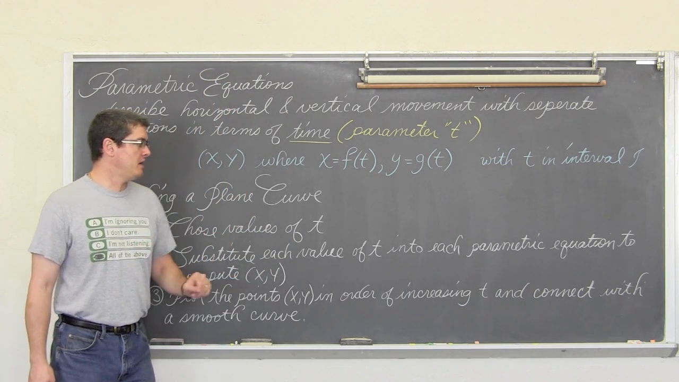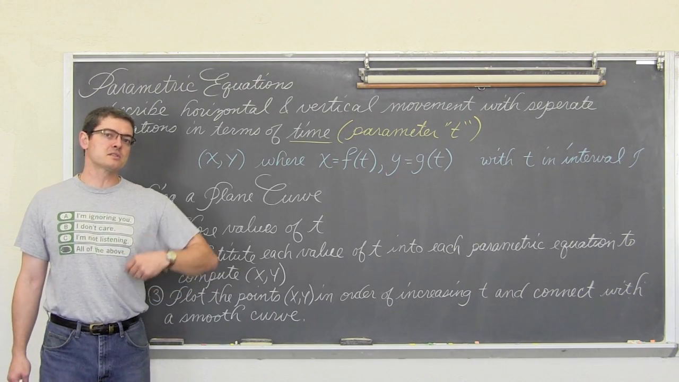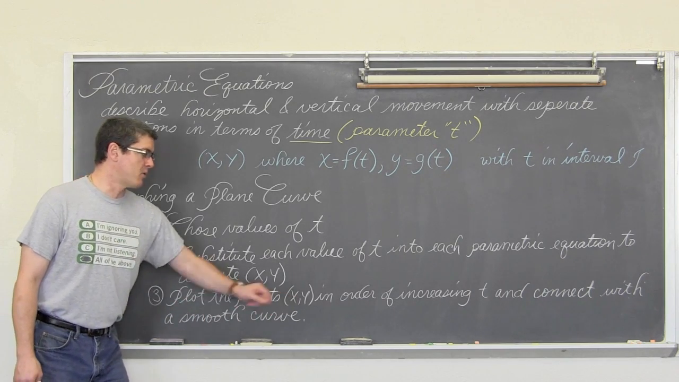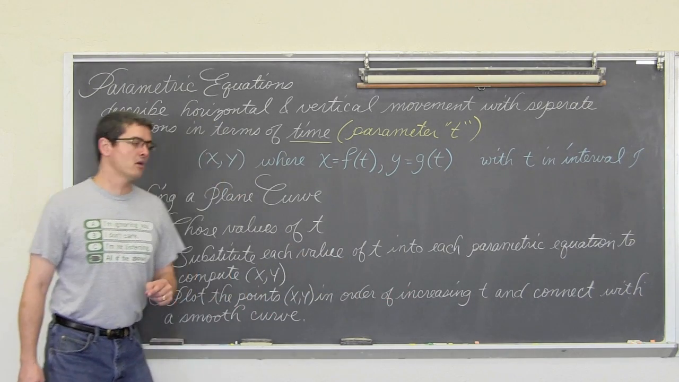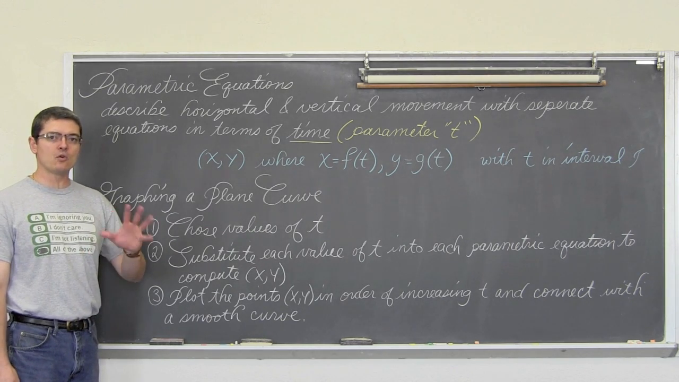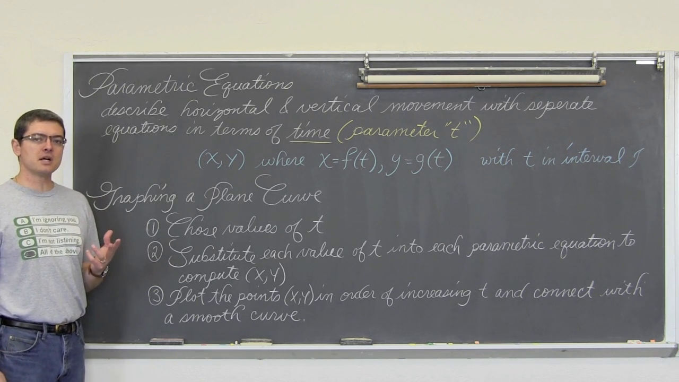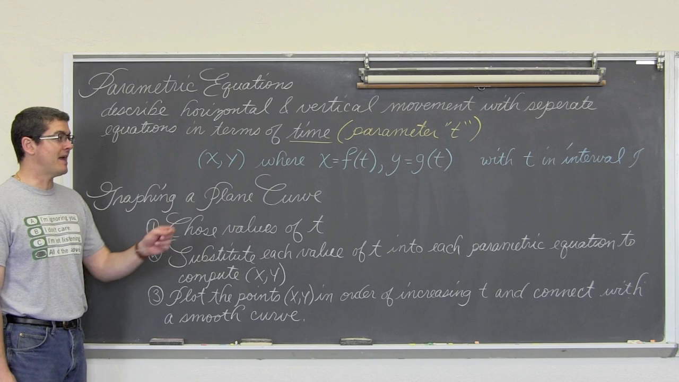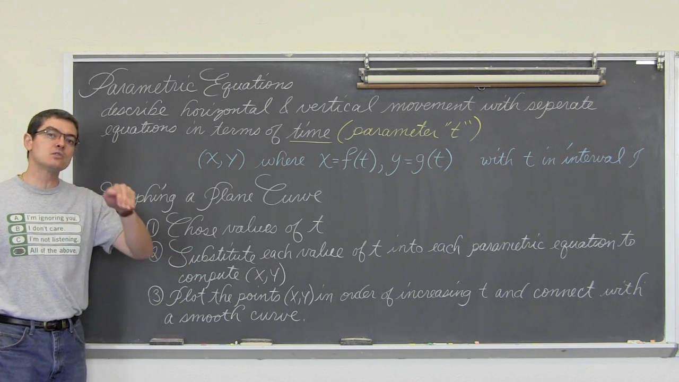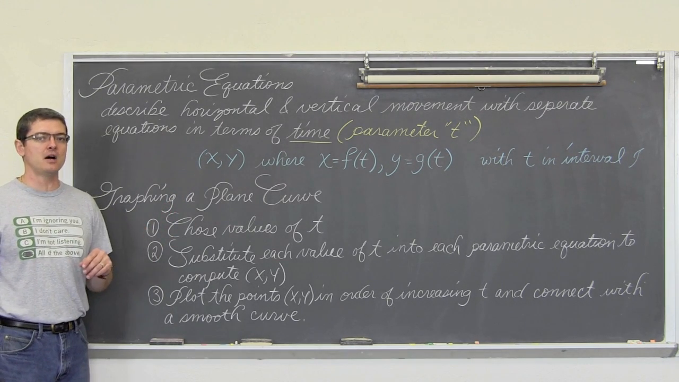Substitute each value of t into the parametric equation to compute the value of x, and then separately to evaluate or compute the value of y. And then you're going to plot those points, again, I'm going to repeat myself here, in increasing order of t. Now, we're not going to just draw the graph, but since we're tracking the horizontal movement and the vertical movement separately based on time, we'll be able to, with some arrows, indicate what direction the object is moving as opposed to just the path it follows.